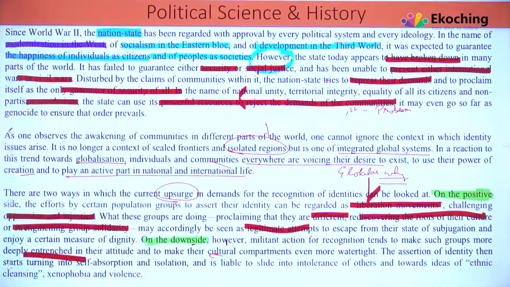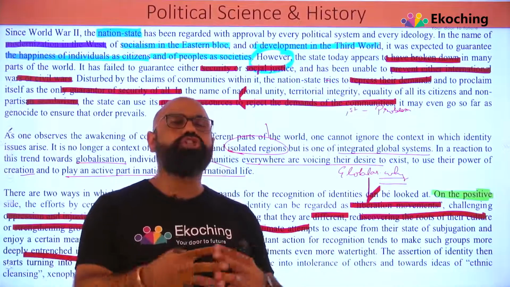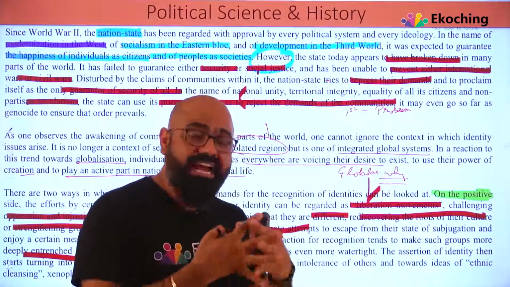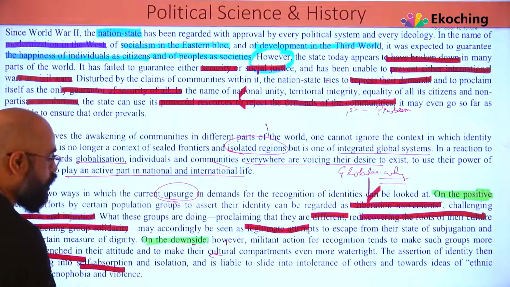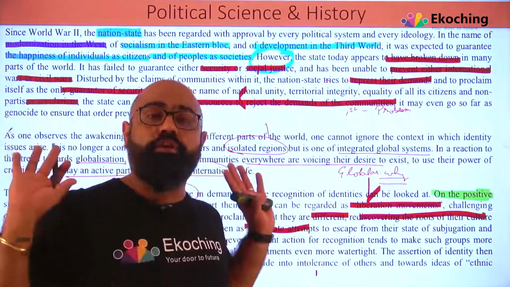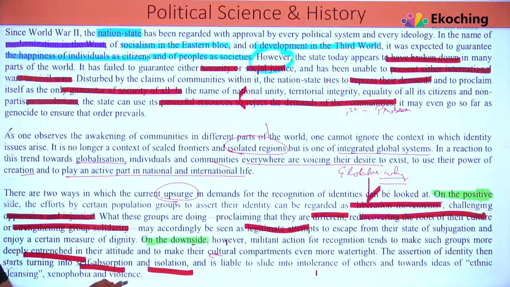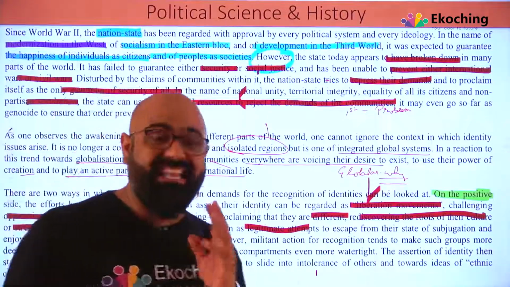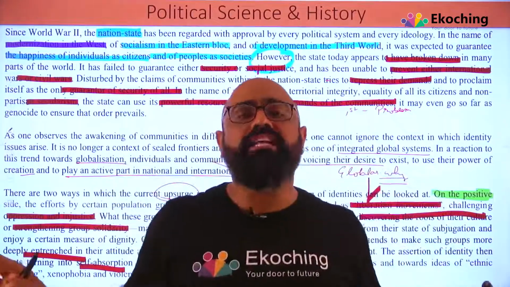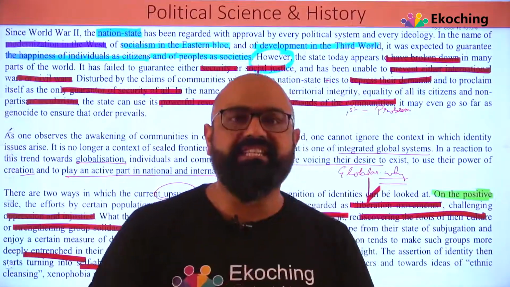The assertion of identity then starts turning into self-absorption, and slowly and gradually what is happening, because when they are very closely associated, when they are very closely getting together, that's what is making them self-absorbed and isolated, and they are liable to slide into the intolerance of others. They will not even tolerate others, and move towards the idea of ethnic cleansing, xenophobia and violence. So what they are doing is they are talking about ethnic cleansing, they are talking about xenophobia, because you are not allowing any stranger to be a part of you, right? So you are kind of getting into the self-isolation kind of thing. That is the negative side of it.